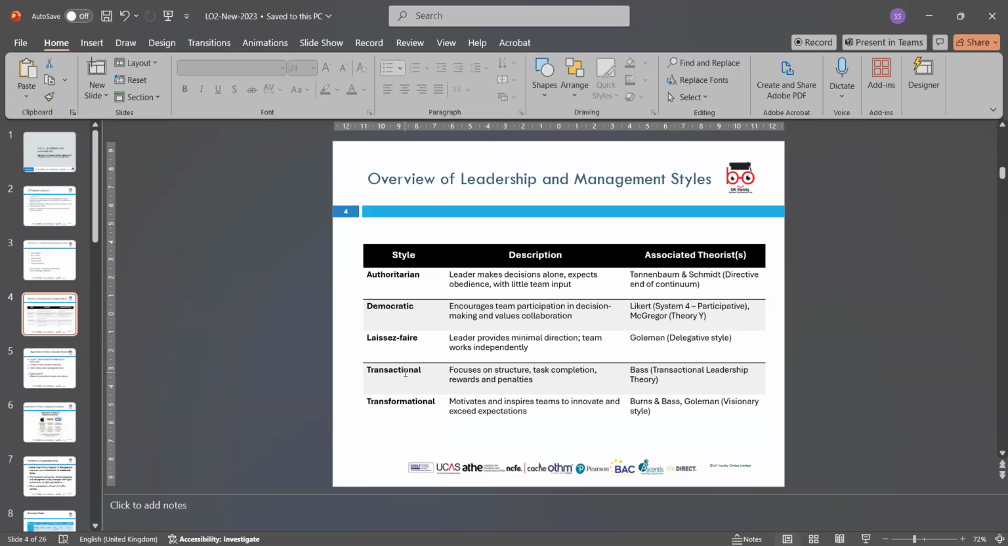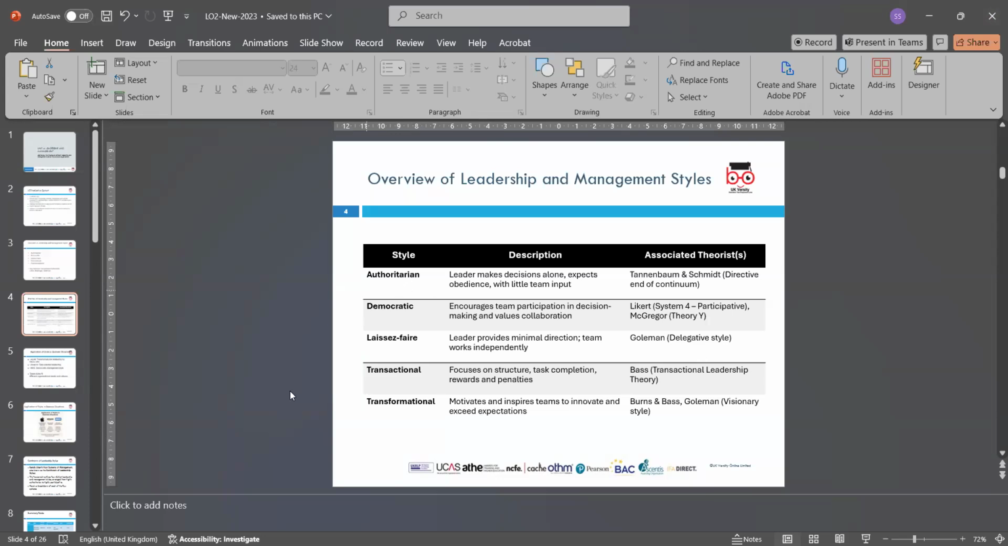Then transactional, as the name says, you are doing the transaction. If your employees are performing better, then you are rewarding them with money and recognition. Otherwise, you are giving them penalties to control their behavior. So in this case, you are focusing on the structure of the organization. Okay. Transformational: in this case, you are trying to bring change in your organization. You want to inspire the team. You want to bring innovation in the organization. And again, you need to see which theorist is attached with this one.